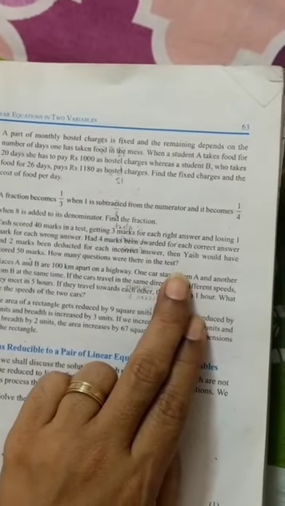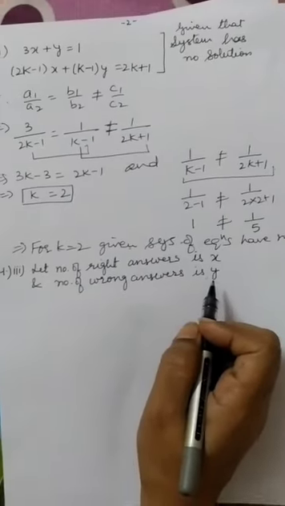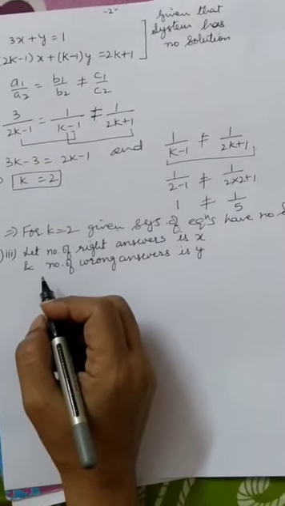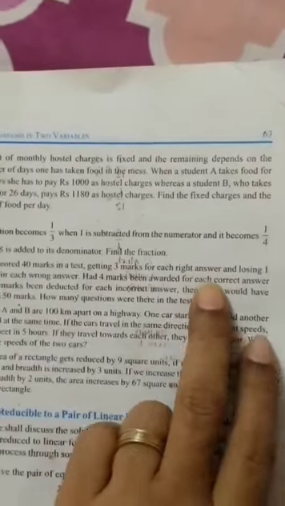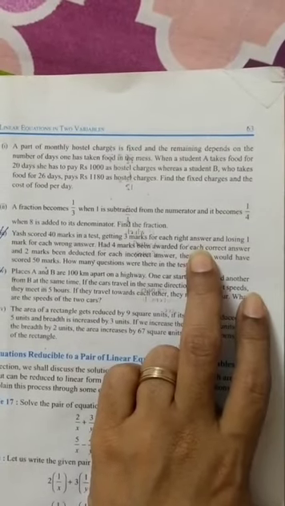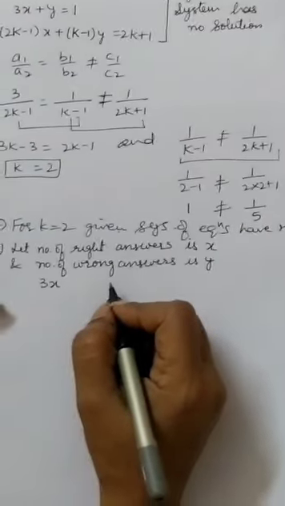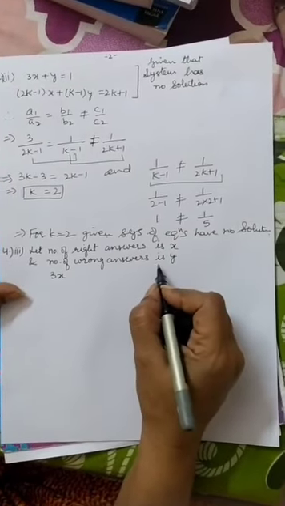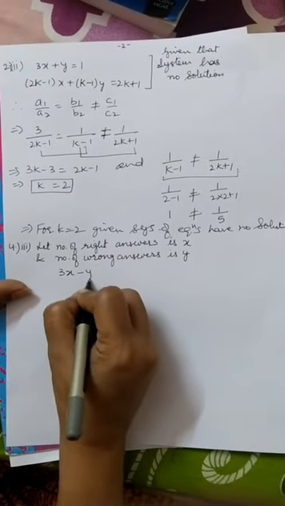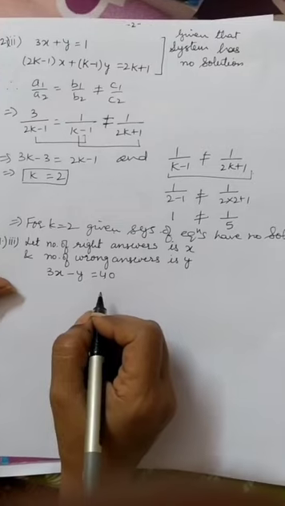So we suppose that the number of right answers is x and the number of his wrong answers is y. Then, according to the first condition, 3 marks for each right answer. If the number of right answers is x, then marks for correct answers will be 3x, and losing 1 mark for each wrong answer. If the number of wrong answers is y, then minus y should be equal to 40, his score.